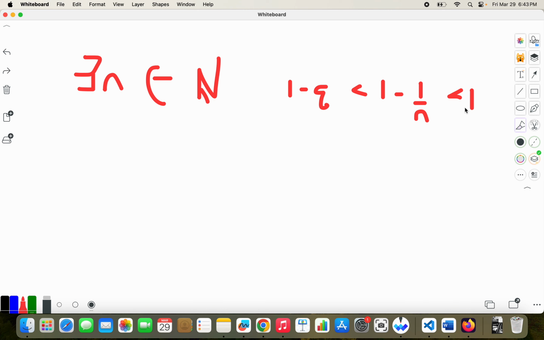I should start putting these squares. Oh, oops. Proof done. So the professor actually puts a square after the proof, and I'll do one over here. Oh no, it's not done.